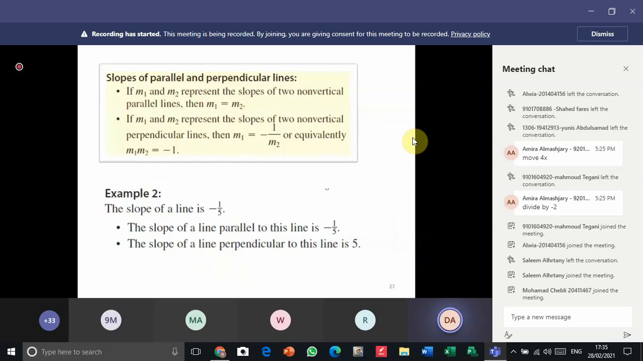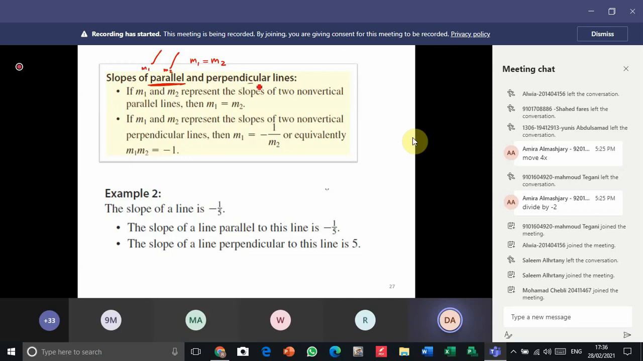Sometimes we have parallel lines, or sometimes we have perpendicular lines. What's the meaning of parallel lines? Parallel lines means two lines have the same slope. The first one m1, the second m2, and m1 equals m2. So if we have two lines with the same value of the slopes, this is parallel, متوازيين يعني.